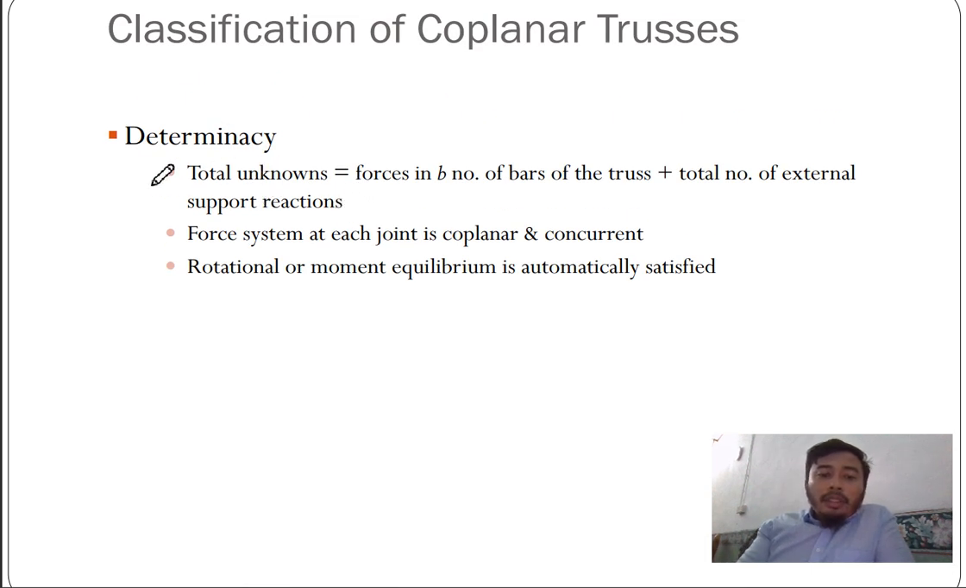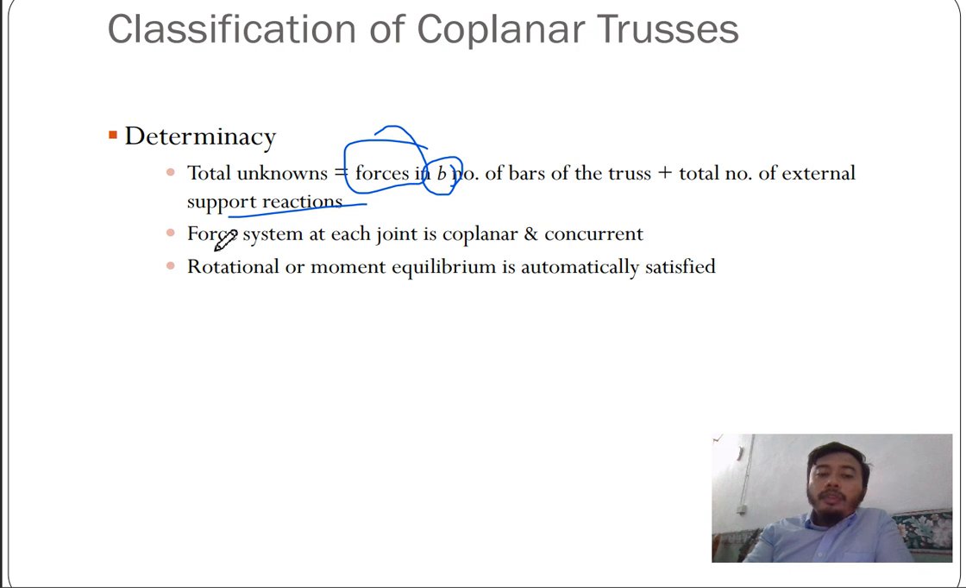Determinacy: total unknown forces in B, total unknowns equal to forces. So you don't know the value of the forces acting on the trusses, but you know the number of them. So B is the number of bars of the truss plus the total of external support reactions. This defines your determinacy.